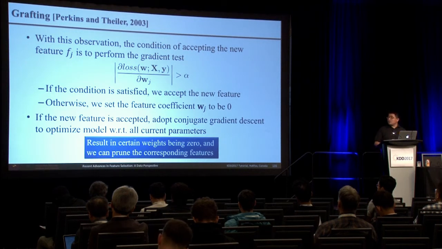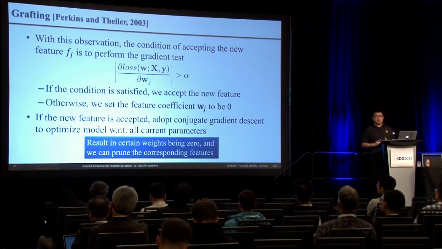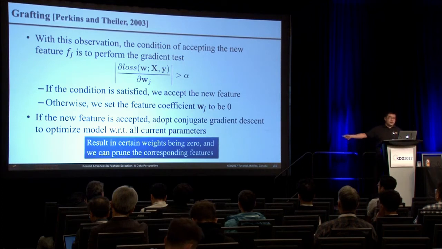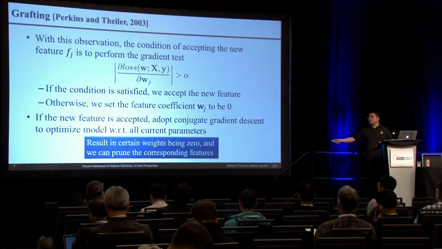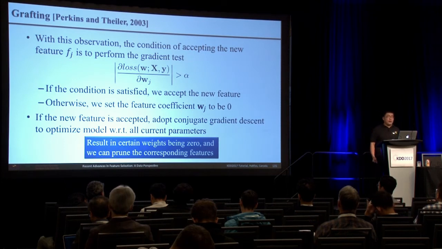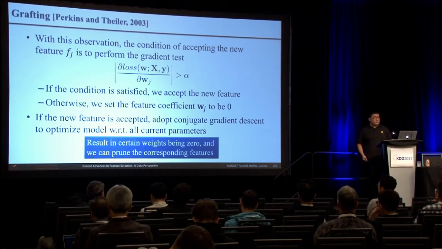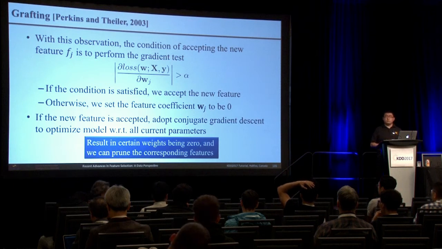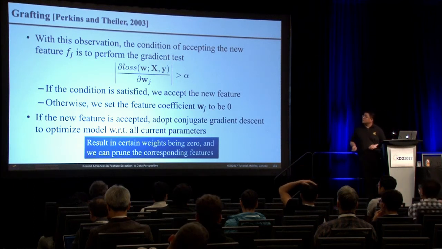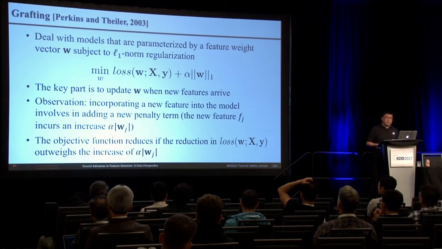As mentioned previously, when a new feature is accepted, we also need to check whether it makes some existing features redundant. Therefore, when a feature is accepted, we further apply conjugate gradient descent to optimize the model with respect to all the current model parameters. This step will result in certain feature weights becoming 0, and then we can simply prune the corresponding features. So what's the alpha here? Alpha is the parameter of the lasso.